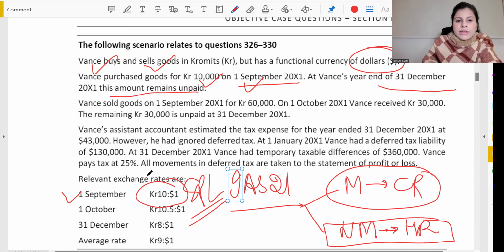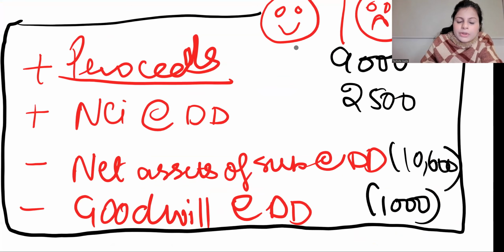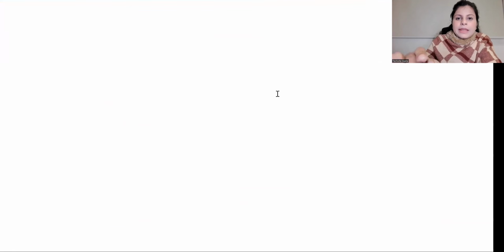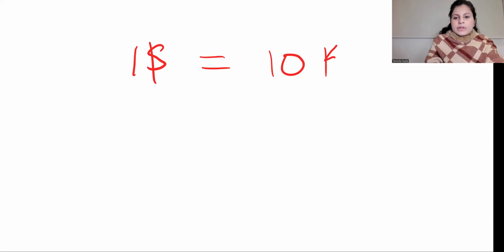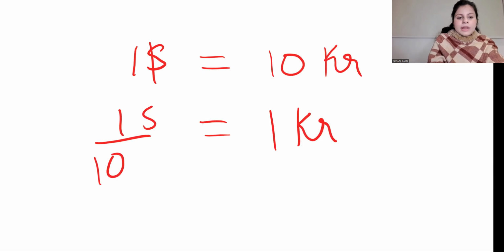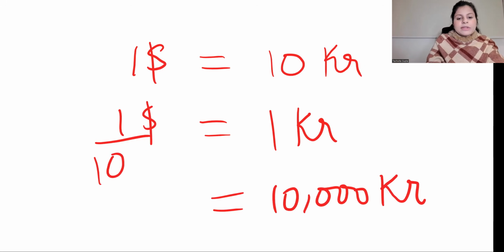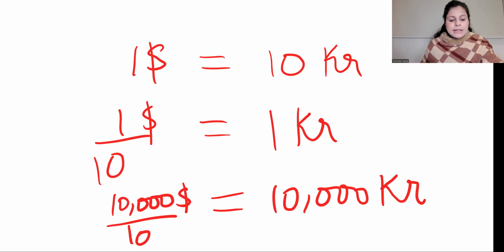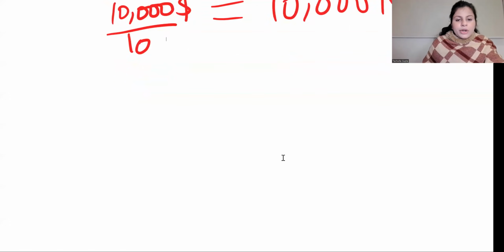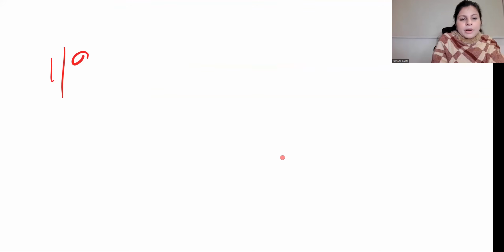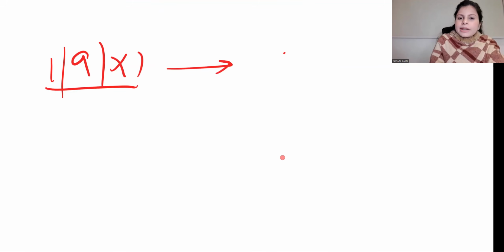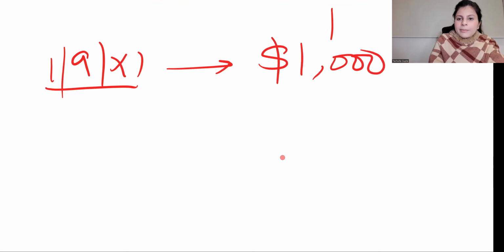So how much will 10,000 Cromits be equal to? How do you do this calculation? Let me show you. My question says $1 is equal to 10 Cromits. That means 1 Cromit is equal to $1 by 10. If I want to calculate 10,000 Cromits, multiply both sides by 10,000. So in dollars, it would be 10,000 divided by 10. How much is that? $1,000. So on 1st September 2001, my payable amount is $1,000.